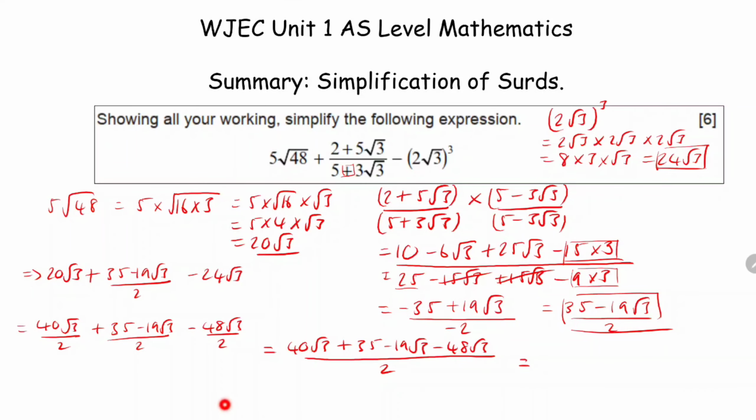And the final step, 40 root 3 minus 19 root 3 is 21 root 3. And 21 minus 48 gives us a total of minus 27 root 3. We've got the plus 35, and then we've got the 2 at the bottom. And this is our final answer.